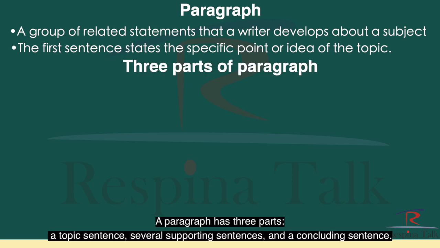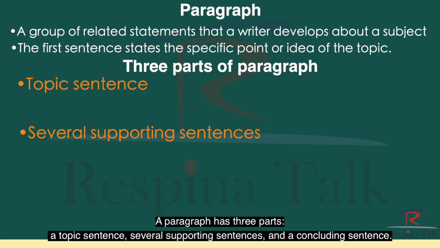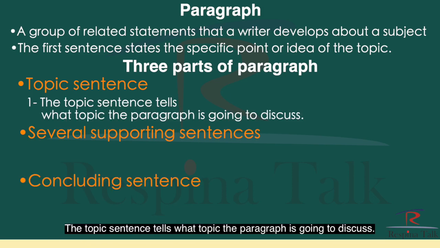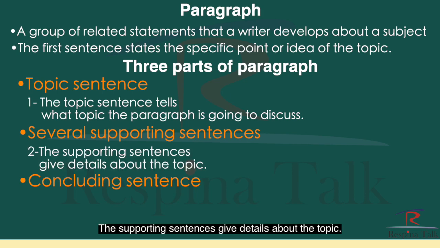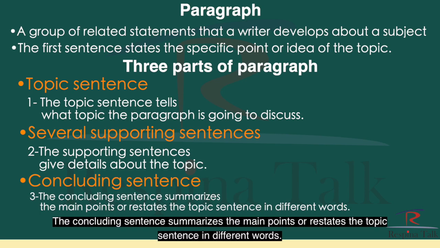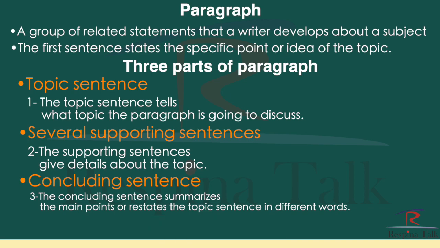A paragraph has three parts: a topic sentence, several supporting sentences, and a concluding sentence. The topic sentence tells what topic the paragraph is going to discuss. The supporting sentences give details about the topic. The concluding sentence summarizes the main points or restates the topic sentence in different words.